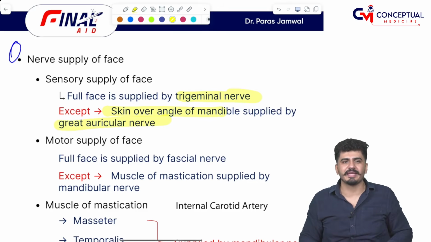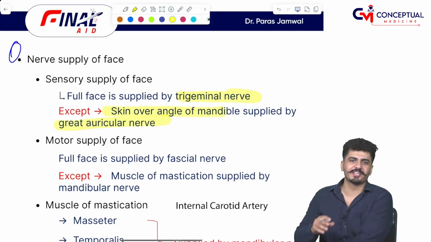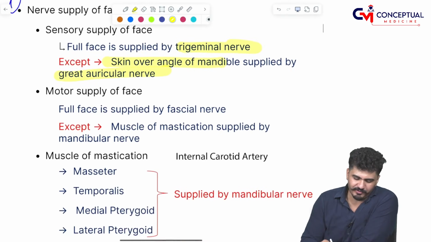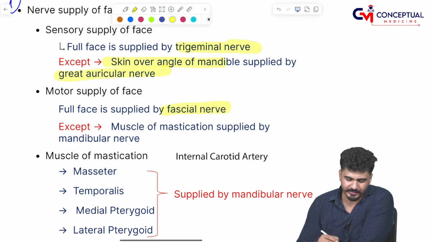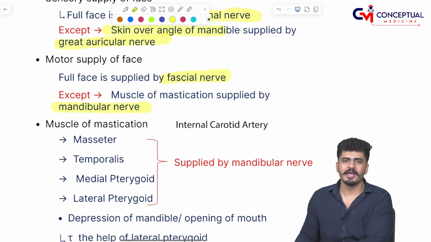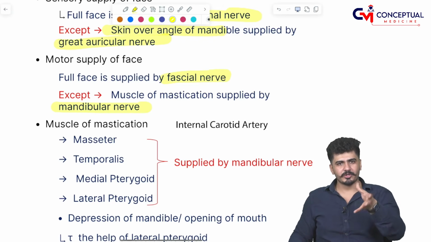Now the motor supply, because of which you make expressions like ee, oo, aa. So remember this motor supply of the face, meaning you are making the different types of faces. The motor supply of the face: the full face is supplied by the facial nerve, except the muscles of mastication. The muscles of chewing, the muscles of mastication, are supplied by the mandibular nerve. So sensory supply done, motor supply done.